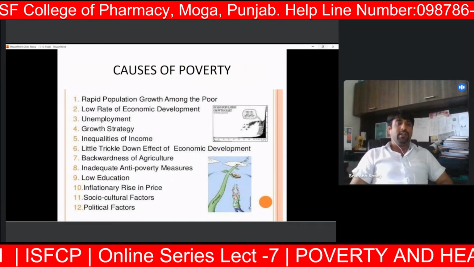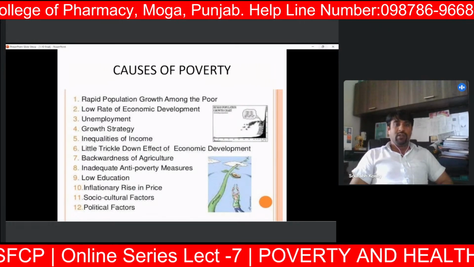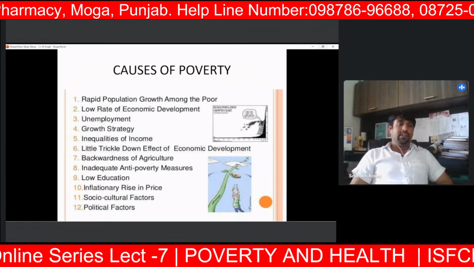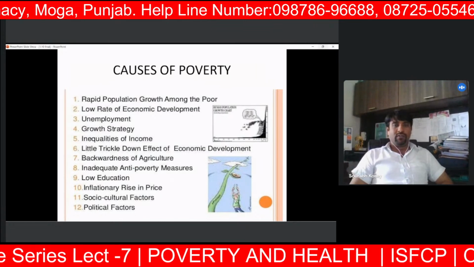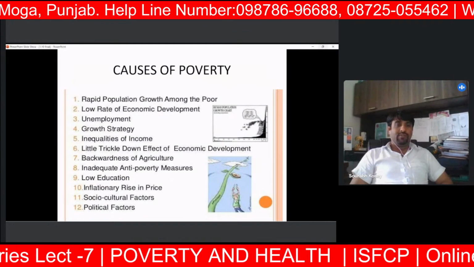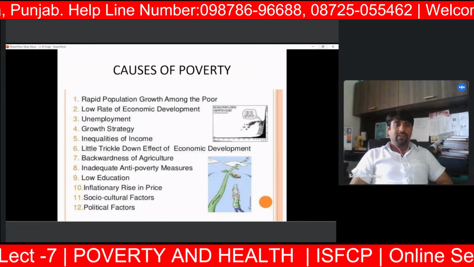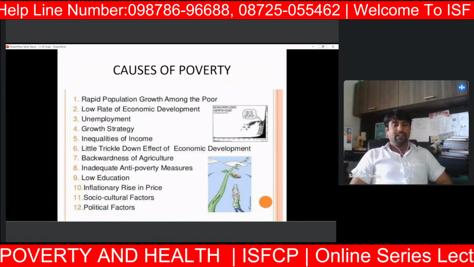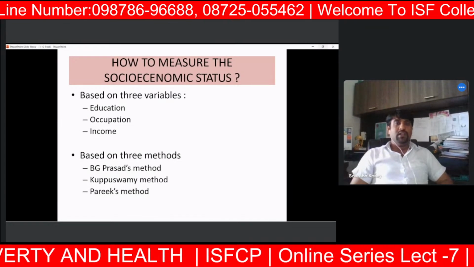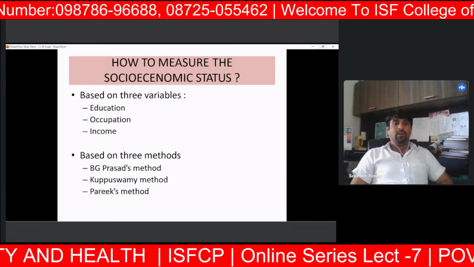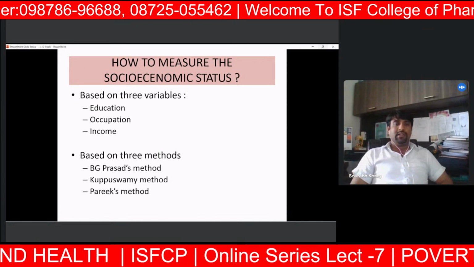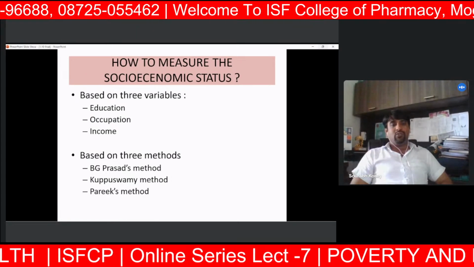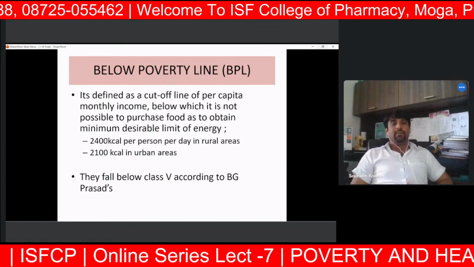The causes of poverty: rapid population growth among the poor, low rate of economic development, unemployment, growth strategy, inequalities of income, little trickle down effect of economic development, backwardness of agriculture, inadequate anti-poverty measures, low education, inflationary rise in price, socio-cultural factors, political factors, etc. How to measure socio-economic status? Based on three variables: education, occupation, and income. Based on three methods, BG Prasad method, Kuppuswamy method, and Pratik's method, BPL is calculated.